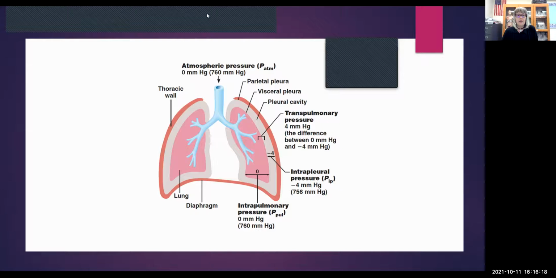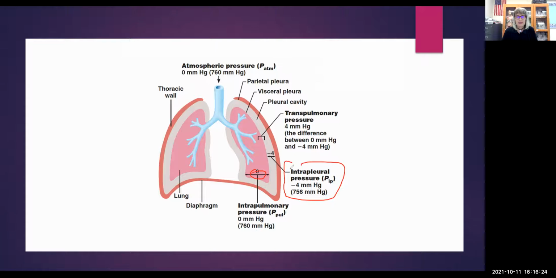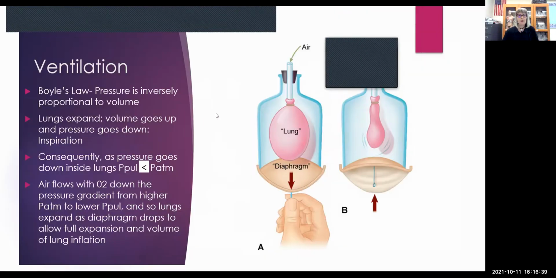Bottom line, this pleural pressure must always be a negative number. It must always be less than the P pul, okay? If it's equal to or greater than, this pressure is going to cause collapse of the lung. Okay, so let me clear all annotations, get rid of that, and we move on to the next slide.